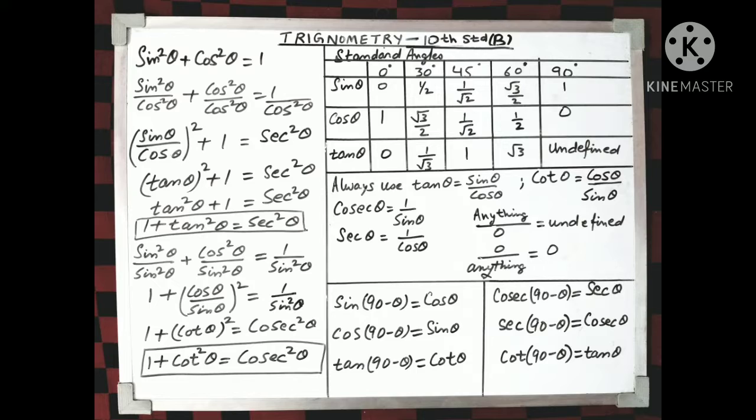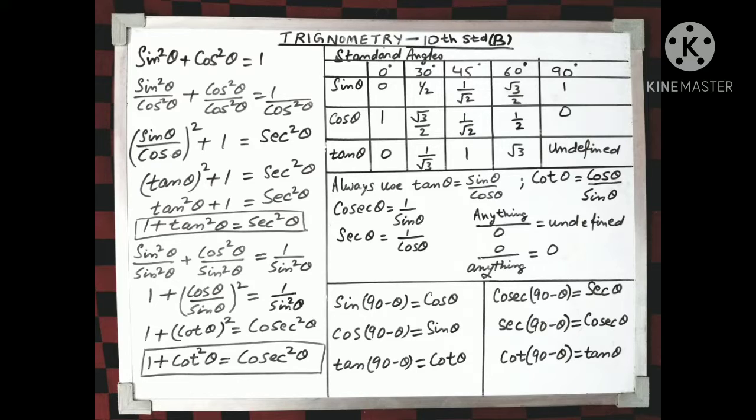If you have to find out tan 45, then sin 45 divided by cos 45 will give you 1 by root 2 divided by 1 by root 2, which is equal to 1. If you have to find out tan 60 degree, you will write sin 60 degree divided by cos 60 degree, that is root 3 by 2 divided by half, which will give you root 3.